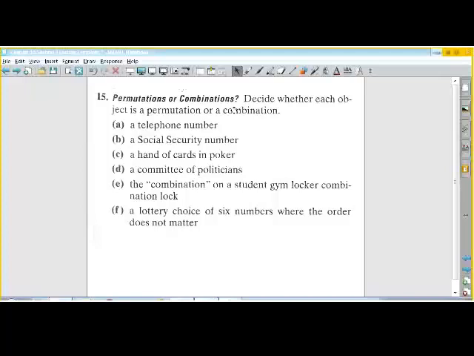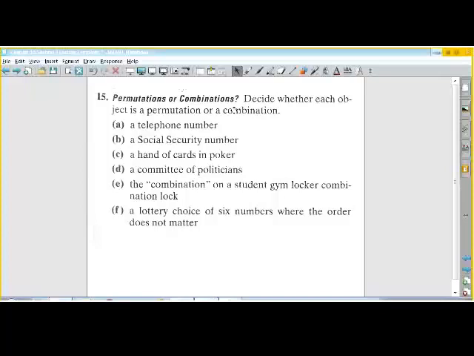Is 962 the same as 692? No, it's not. So order is important, and therefore it's a permutation. Likewise with Social Security numbers, the order is very much important.